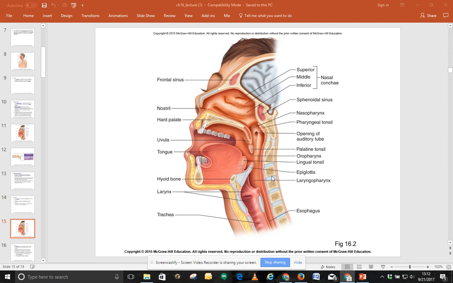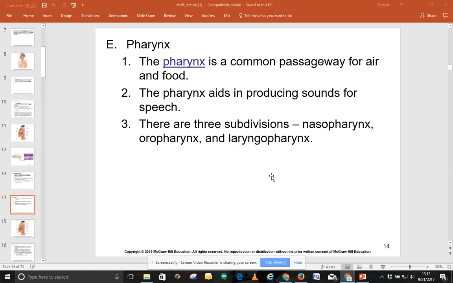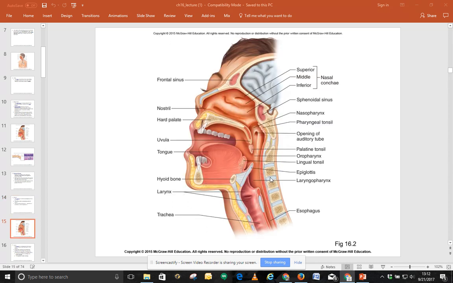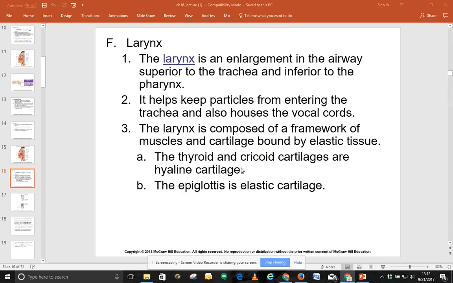And here is a model representation that you can look at. Nasopharynx is going to be the upper. As we move down, we have the oropharynx, and then on down deeper, the laryngopharynx. You can see it labeled here. It's all describing the pathway of the air and food.